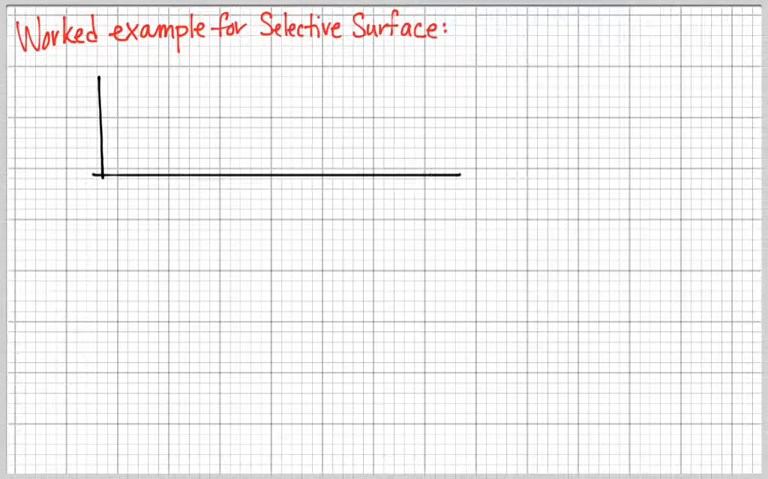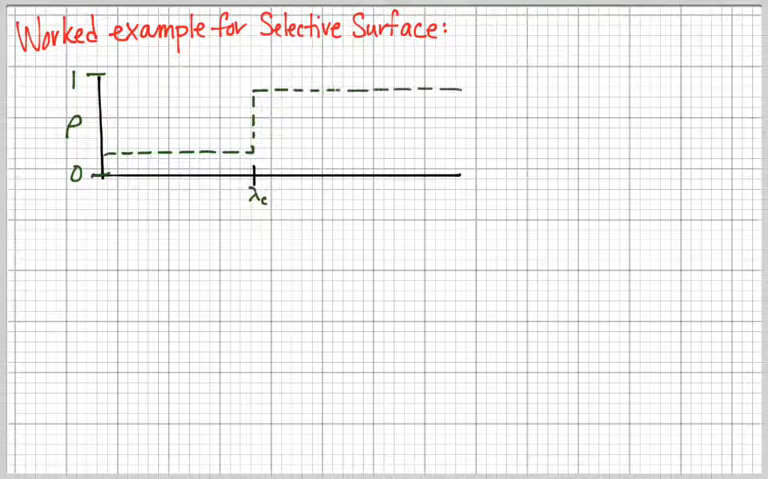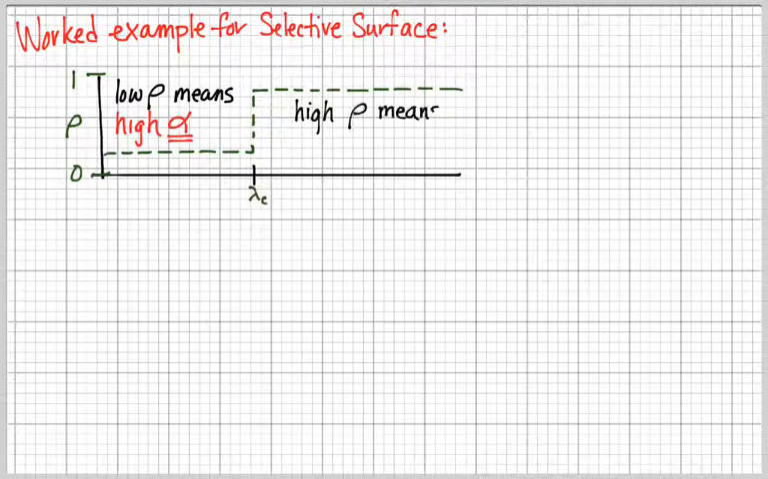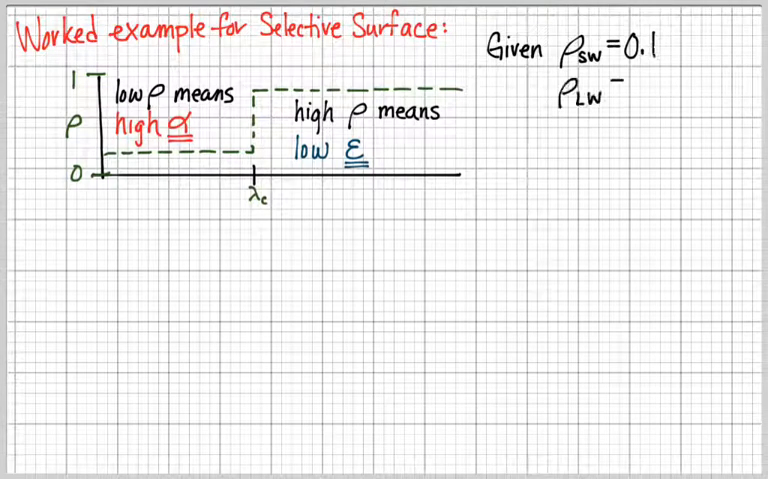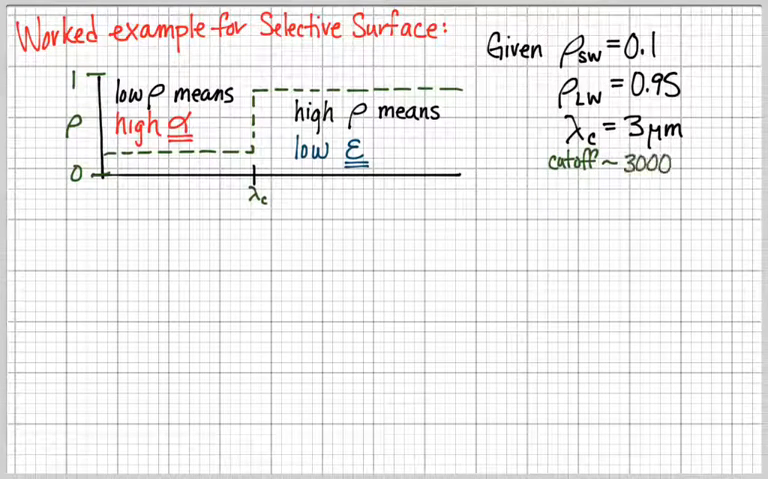Now I want to work an example for a selective surface. We're going to assume that we have a selective surface that has a low reflectance in the short wave and a high reflectance in the long wave. I'm going to have some givens here: the reflectance is going to be 0.1 in the short wave and 0.95 in the long wave. The cutoff again is going to be at 3 micrometers, which we can calculate for a fraction of the energy under the curve from those light sources using our code from Scilab.